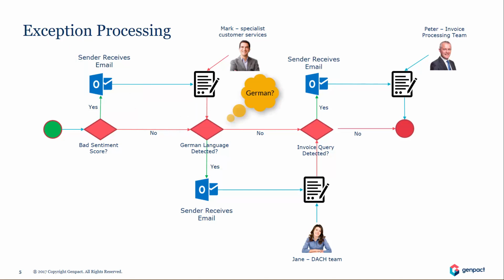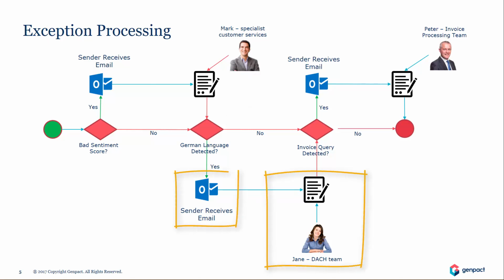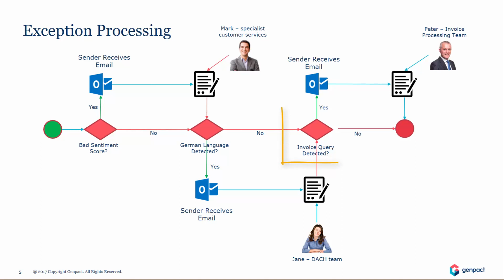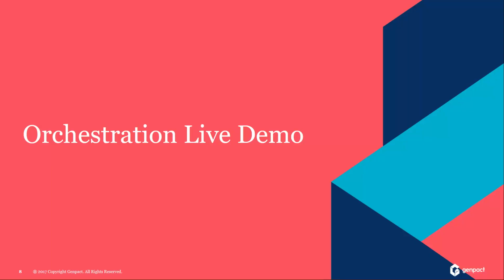Similarly, if German language is detected by the text analytics service, then a task is routed to Jane. And finally, the key phrases detection of the text analytics looks for something about an invoice, in which case it gets routed to Peter.